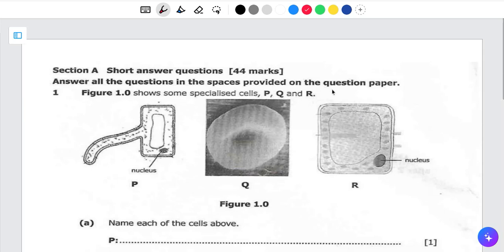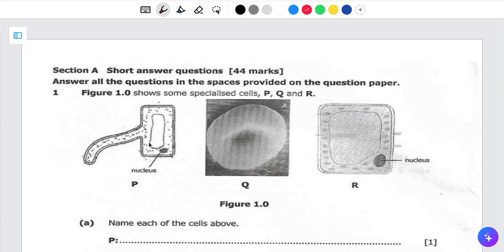Okay, so let's start. In today's video, we are going to revise cell specialization, which falls under plants and animals. Usually when a plant or an animal cell undergoes specialization, it forms a specialized cell. So these are the specialized cells that we have. Figure 1.0 shows some specialized cells, P, Q and R. Before I answer the following questions, let me just try to identify them. I give you the function, the location, as well as the adaptation.